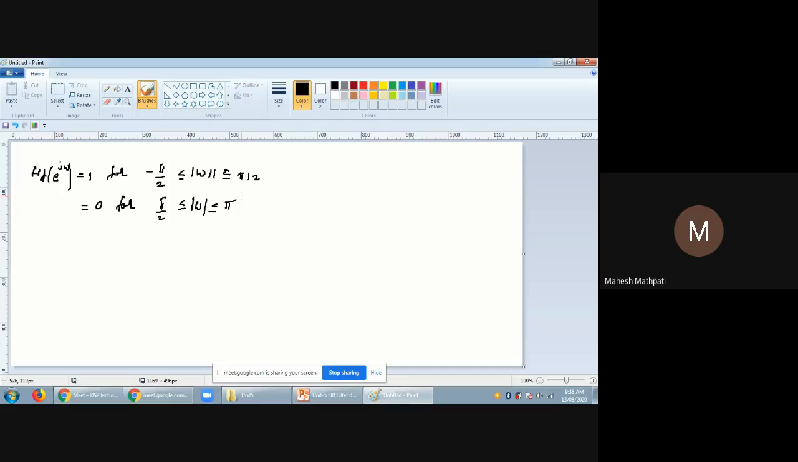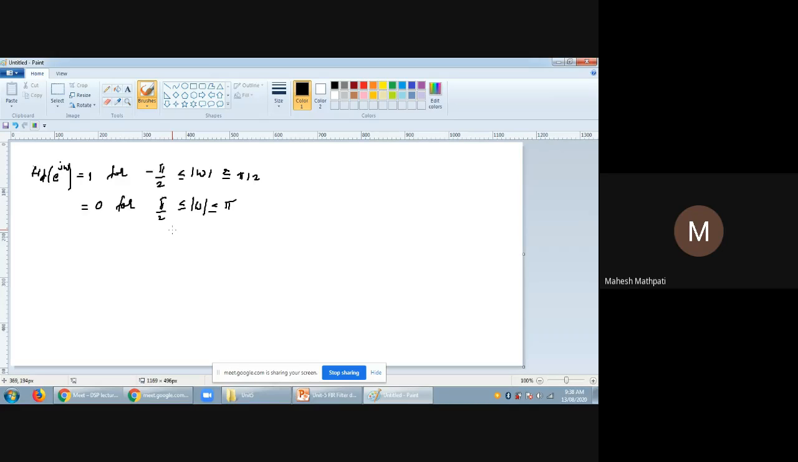So this is the given sequence. Hd(e^jω) equals 1 for -π/2 ≤ ω ≤ π/2. This double magnitude is there; if you are getting confused with that part, we'll remove it. And then it is 0 for π/2 ≤ |ω| ≤ π.